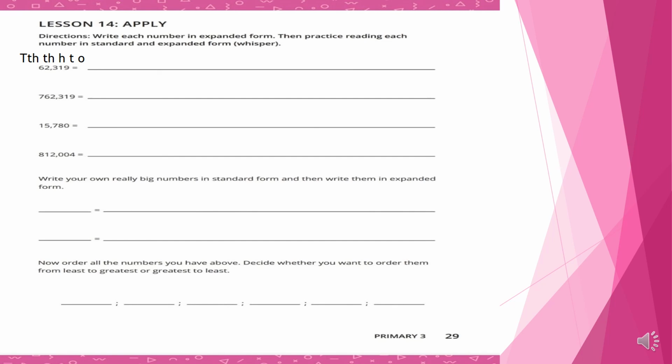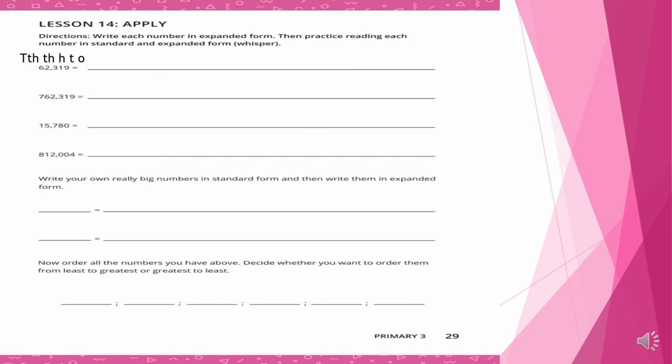Our first step, forever, the first step in expanded form: write the place. We have here 5 digits, so we will write 5 places: ones, tens, hundred, thousand, 10,000. Let's start the expanded form. We said before, expanded form means we add values.